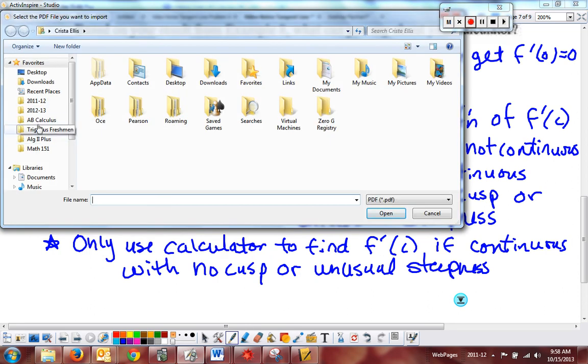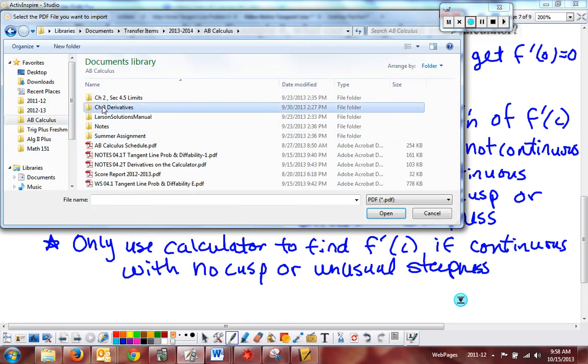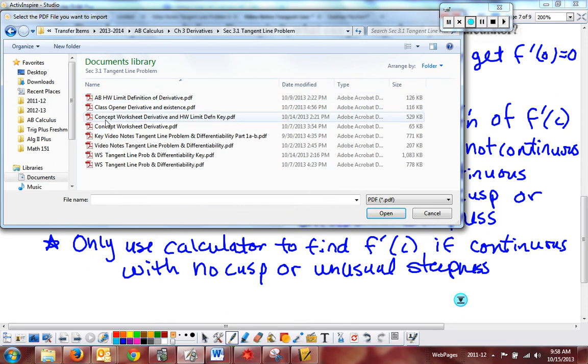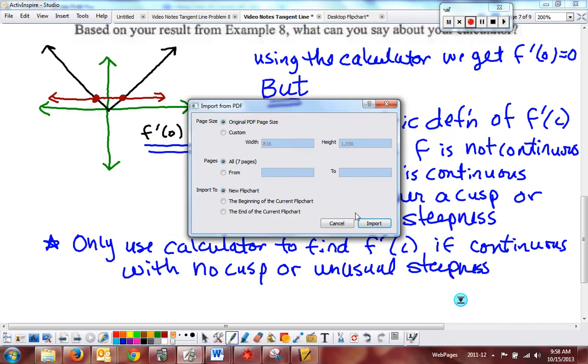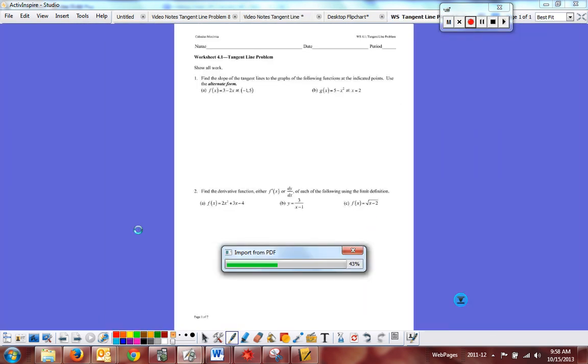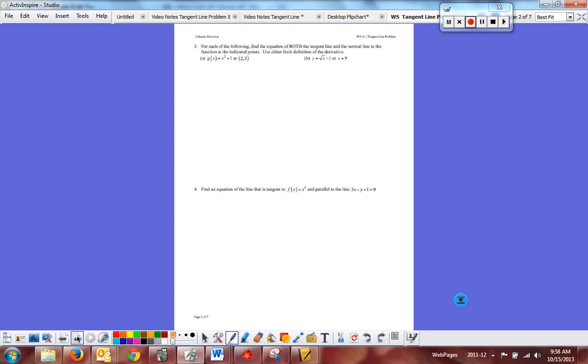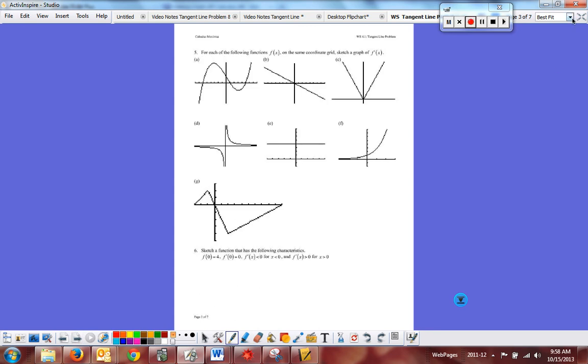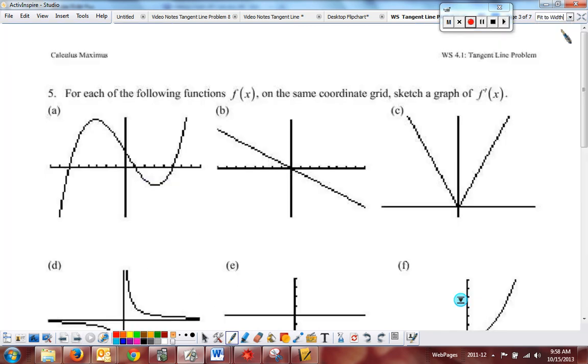Where we were sketching the derivatives. Okay, and when I walked around, I did take a look at your papers, and some of you really need to revisit this little section.